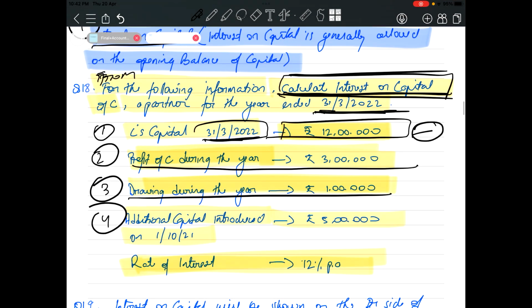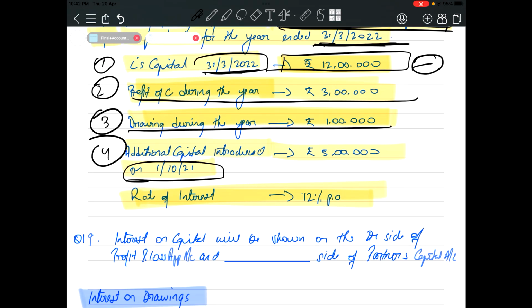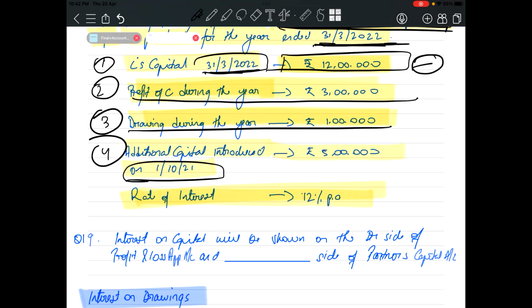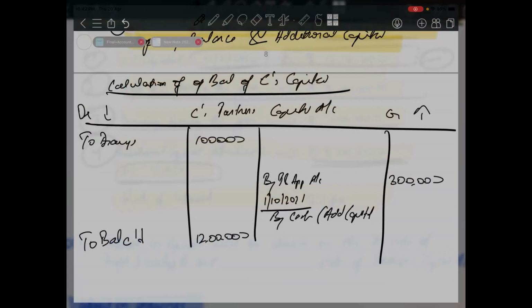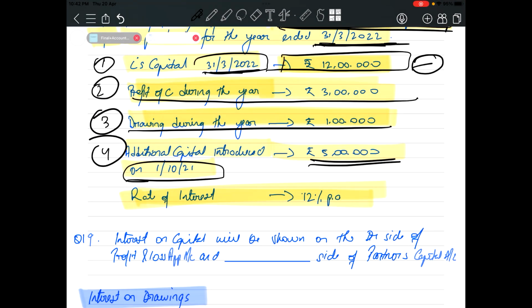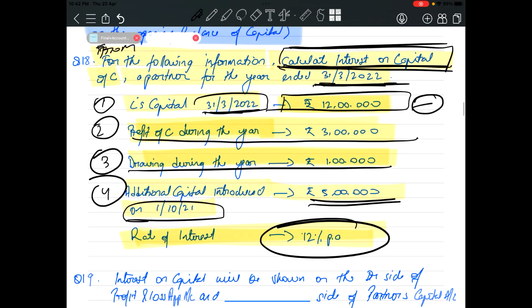Now the next information given is additional capital introduced on 1/10/21 is 5 lakh rupees, okay, 5 lakh. So by cash, wait, let me write the date, okay. When was the date? 1/10/2021 by cash, additional capital. What was the amount? 5 lakhs, okay. Now the rate is given, 12%. So we will need this rate when we calculate interest on capital, okay.